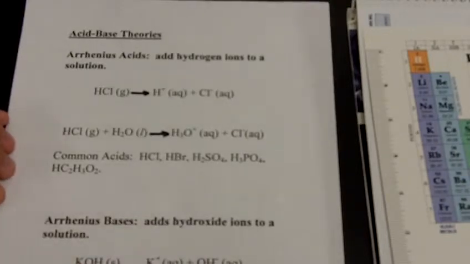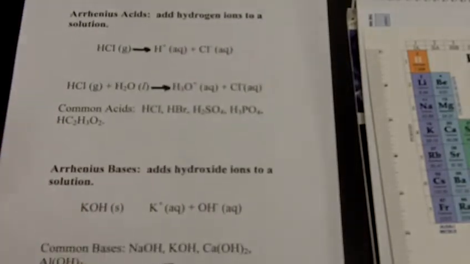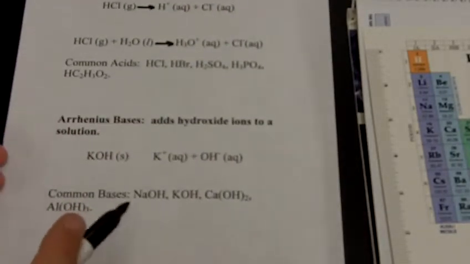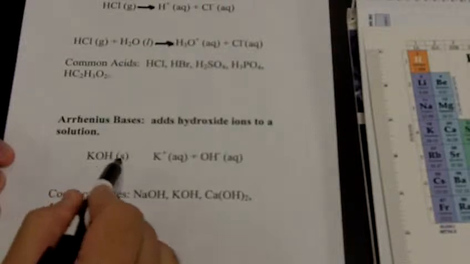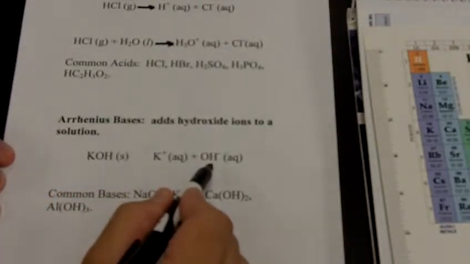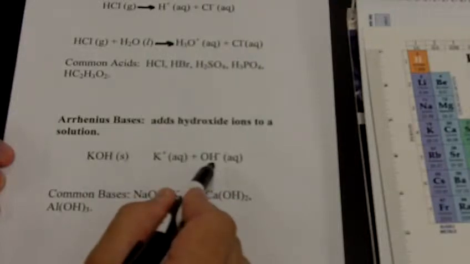Now what about an Arrhenius base? Well, an Arrhenius base, in a similar way, is going to dissociate, just like acids dissociate. It's going to dissociate, but it's going to dissociate to add hydroxide ions. So Arrhenius acids add hydrogen ions or hydronium ions, while Arrhenius bases add hydroxide ions.